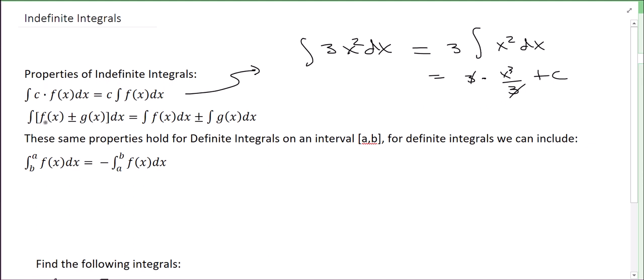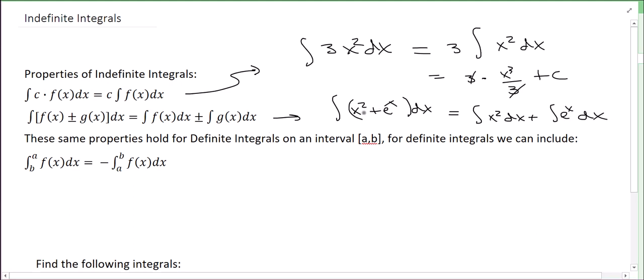The second one is if you have the sum or difference of two functions and you're trying to find the antiderivative, the integral of that, then you can find the antiderivative of each piece. So for example, if I had something like x squared plus e to the x, these are two functions. And so I can say this is really the integral of x squared plus the integral of e to the x dx. We tend to do that in our heads anyway, but that is the actual property. And all these properties come from the Riemann sums. Remember that an integral is a Riemann sum.